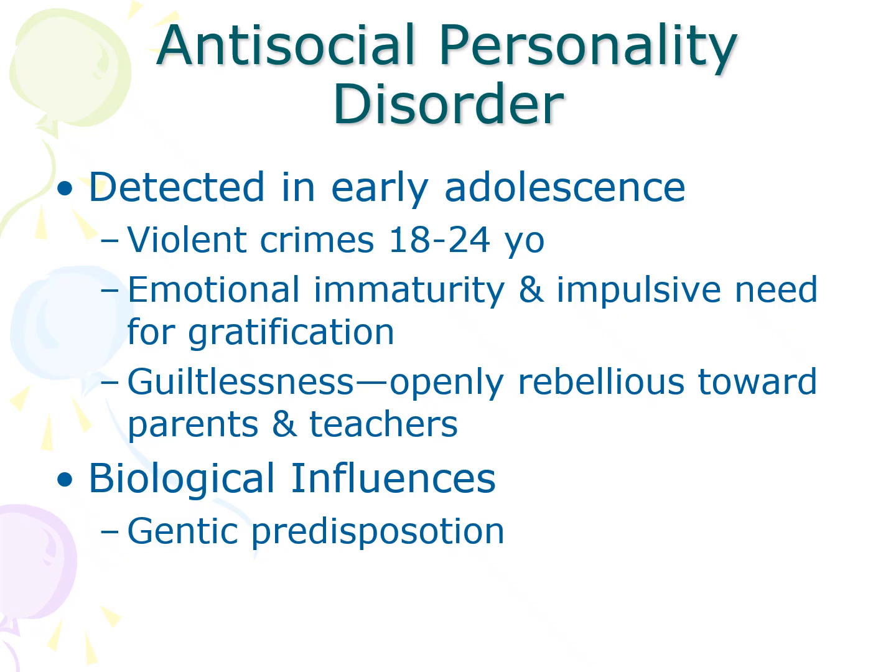With antisocial personality disorder, it's detected in early adolescence, between the ages of 18 to 24, that there's usually some emotional immaturity and impulsive need for gratification, so they don't have that resilience, and guiltiness. There are some biological influences. We're not going to go into that in detail, but we talk about it throughout that there's proof that there is some predisposition based on some studies that were done with twins.